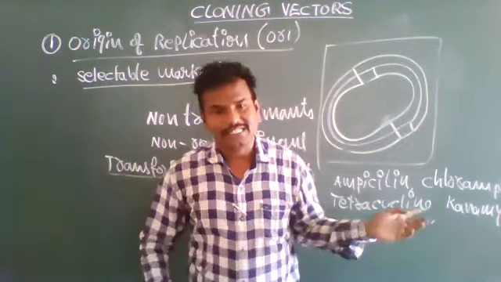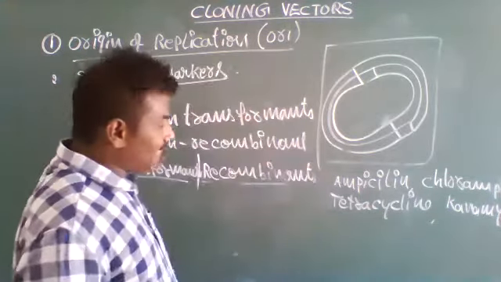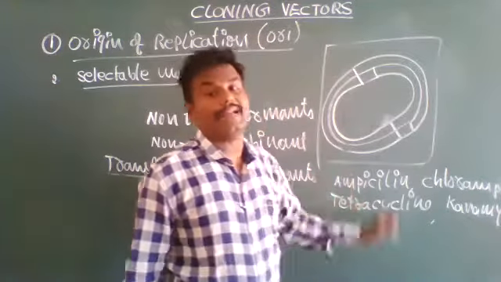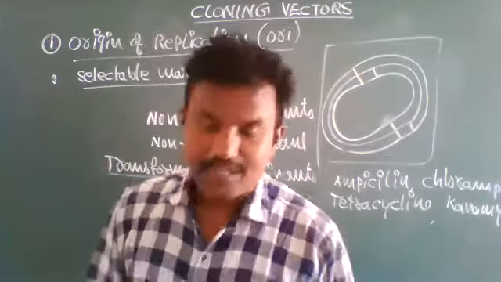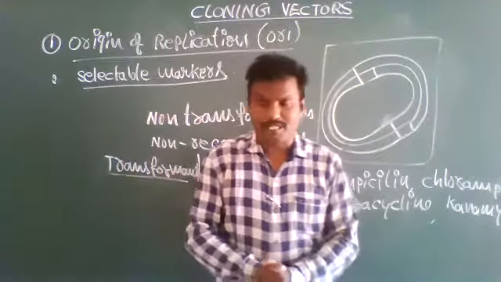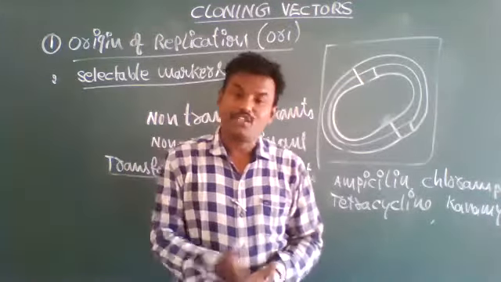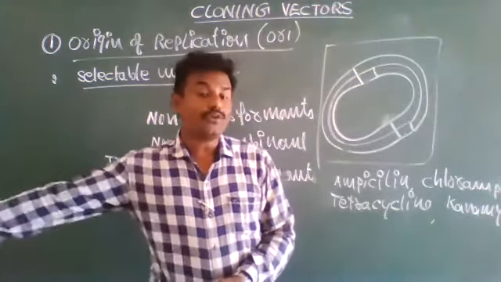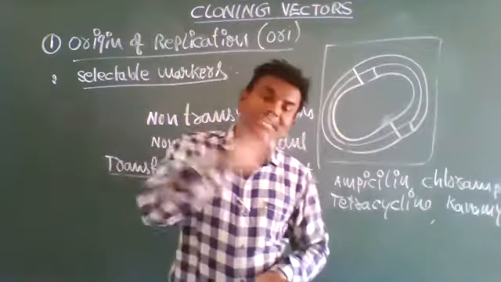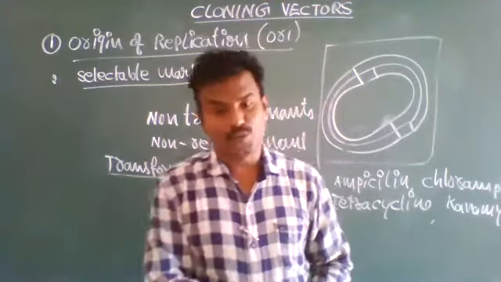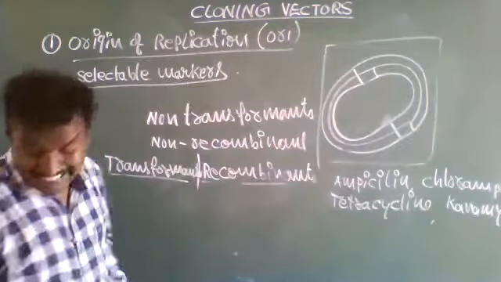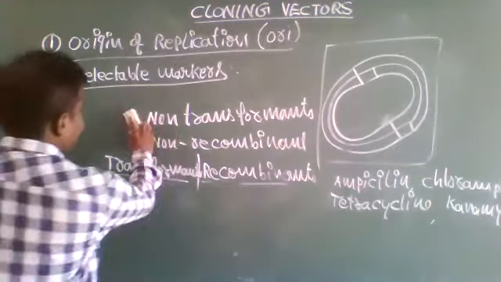That's all. These are selectable markers. Selectable markers are mainly ampicillin and tetracycline. These two identify the recombinants and non-recombinants, which are suitable to the vector and which are not. Unsuitable DNA is eliminated. Suitable DNA is allowed to grow in the host organism. So those are called selectable markers.